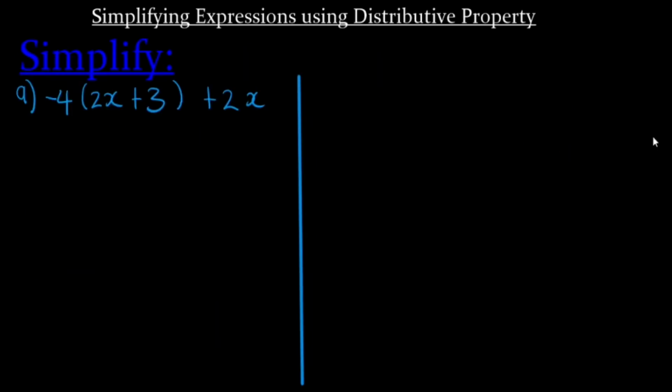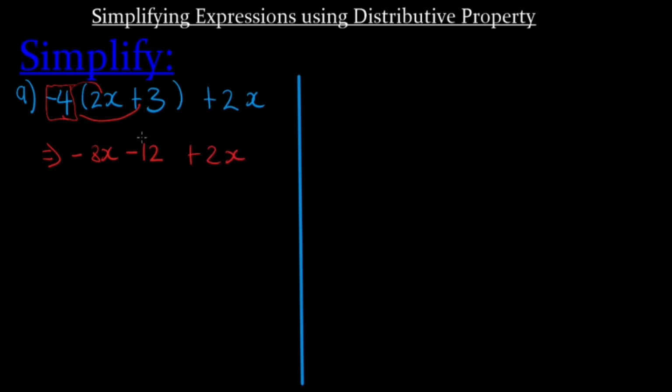Let's now simplify some algebraic expressions which include a bracket. Let's go. So the first thing that we do in these cases is to get rid of the bracket. So we need to distribute. So we have negative 4. So we're going to multiply both terms inside of the bracket by this negative 4. So we'll have negative 4 times 2x, which gives us negative 8x, negative 4 times 3, which gives us negative 12, and we'll write back this plus 2x.